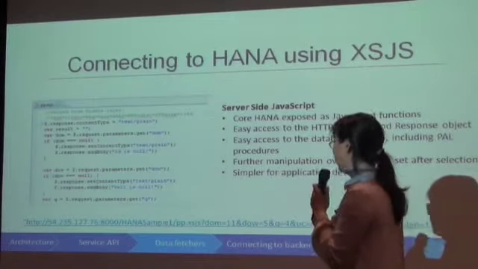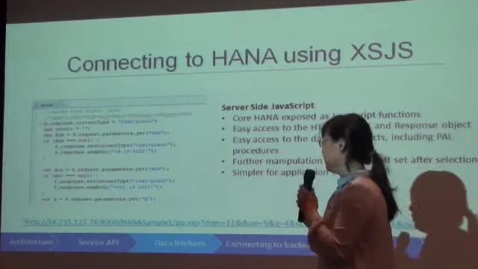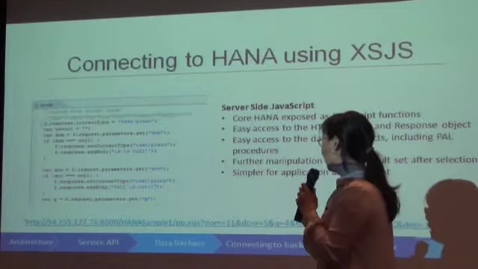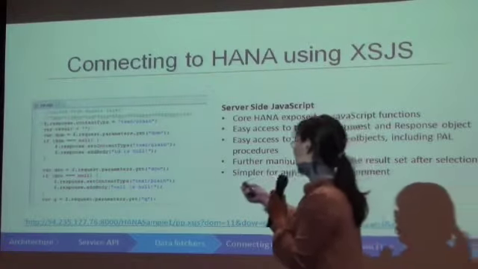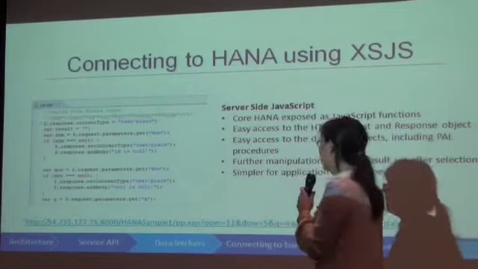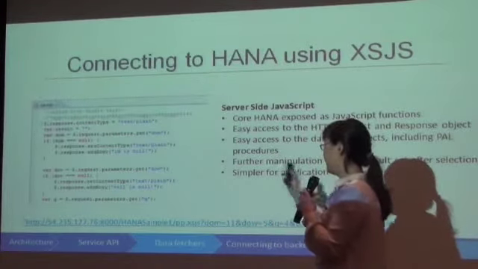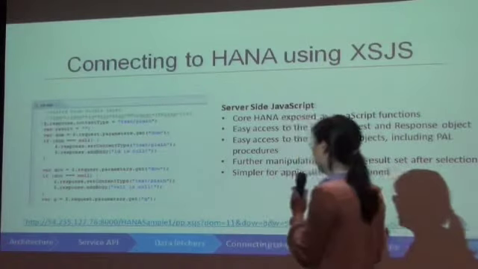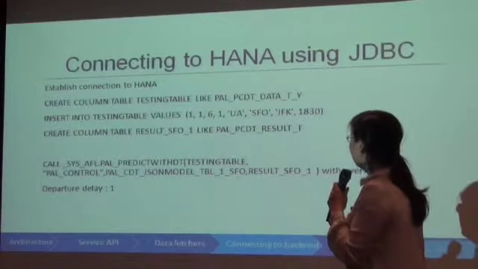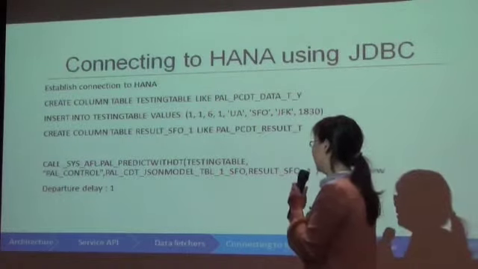And last but not least, it makes the application development much simpler, because after we make sure that it works well, all the application side needs to do is just send an HTTP request and get the response that is defined in the Access.js file. So it makes debugging much simpler. And this is the JDBC connection to HANA as a backup.